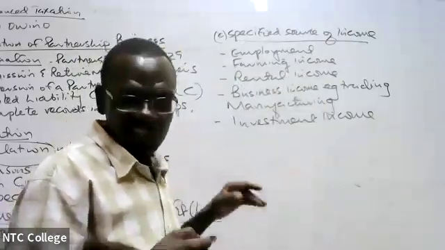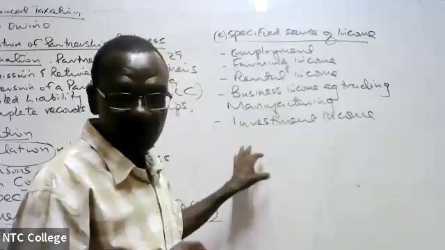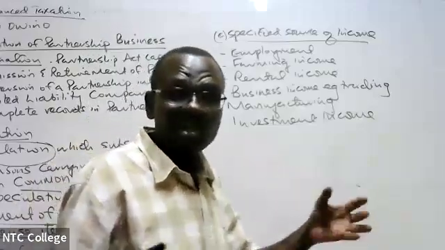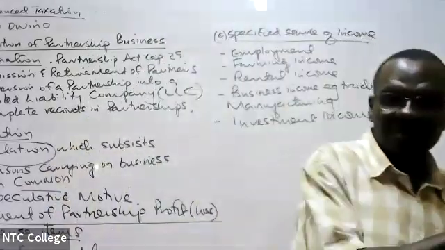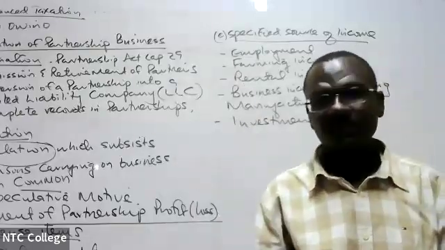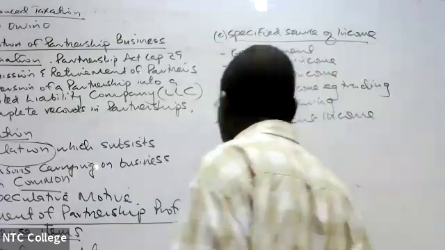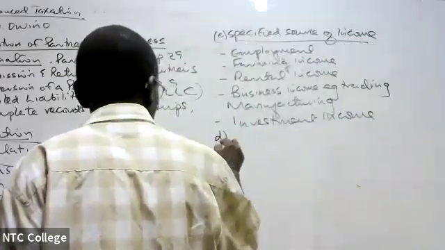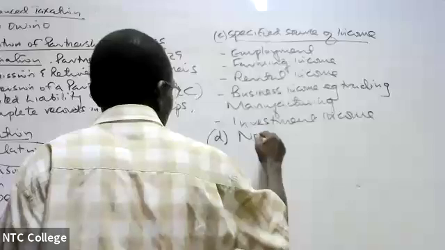So what is the adjustment of specified sources of income? I'm required to deduct them from the statement so that they can be calculated separately. Then there's a last point of difference, B. These are non-taxable incomes.